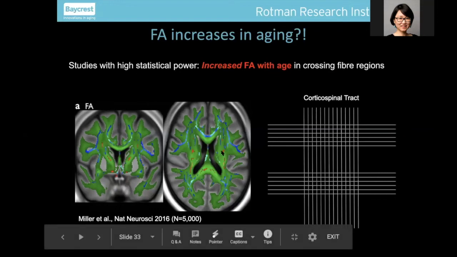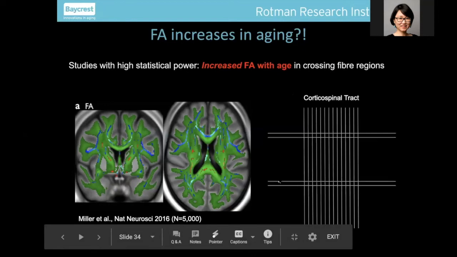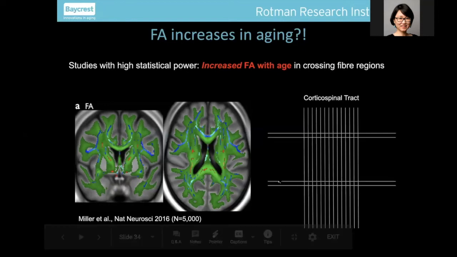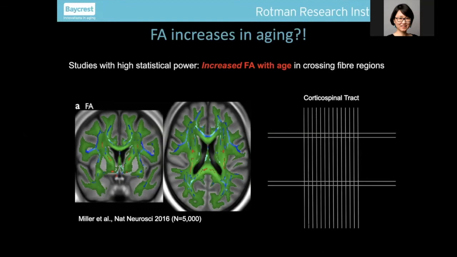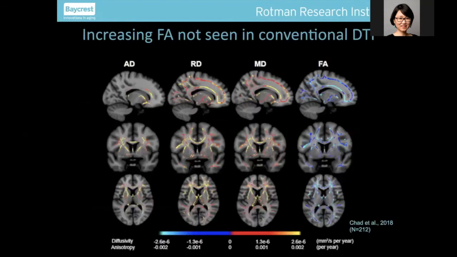But if we look at where these red spots are, they're really at a fiber crossing between the internal capsule and the cortical spinal tract. So cortical spinal going this way. So what could be happening is that in aging, there might be a selective degeneration of one of the fiber tracts. So not both of them are degenerating at the same time, maybe just one. So this is something that could lead to an increased observed FA. But they did have 5,000 subjects, and we noticed that of the many other DTI-based aging studies, none reported any increased FA that we could find.